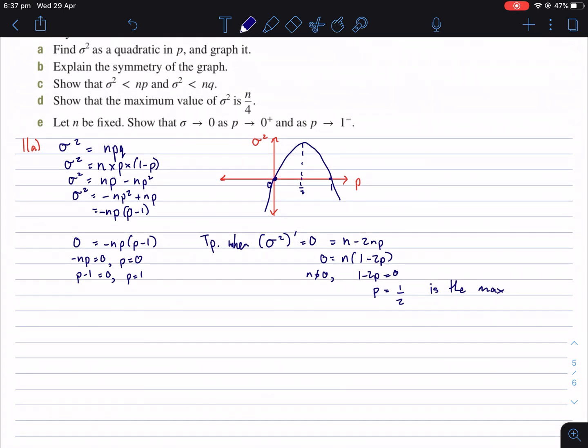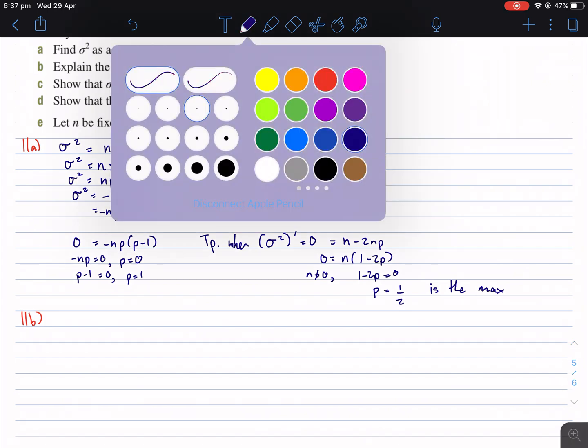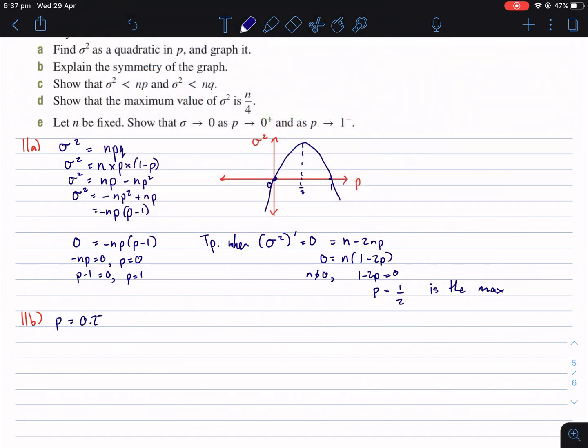Explain the symmetry of the graph. Well, in a binomial trial, in a Bernoulli trial, having P equals 0.25 and Q equals 0.75 will give the same probability of, well, it has the same P(X = x) as P equals 0.75 and Q equals 0.25. We proved that a lot last exercise.